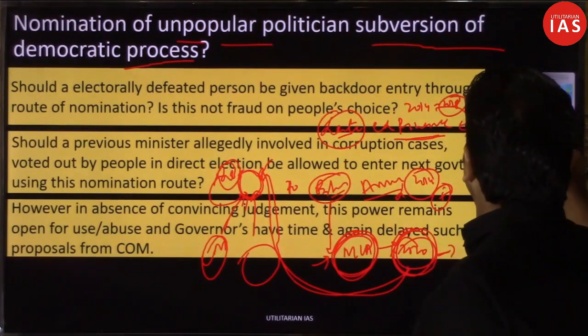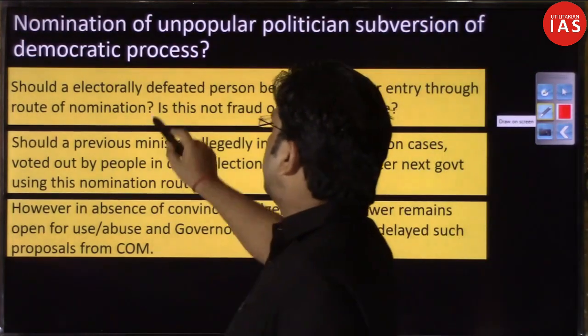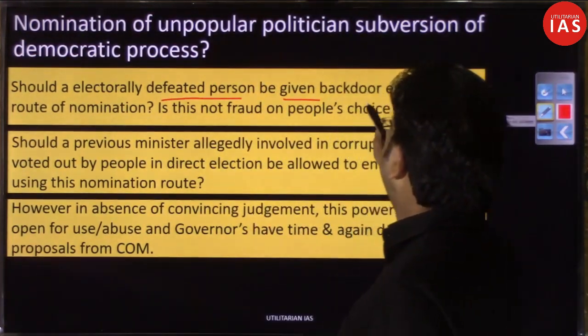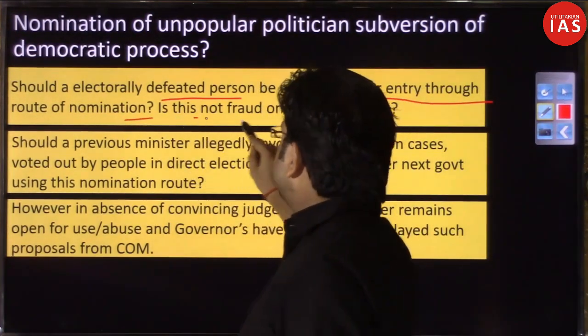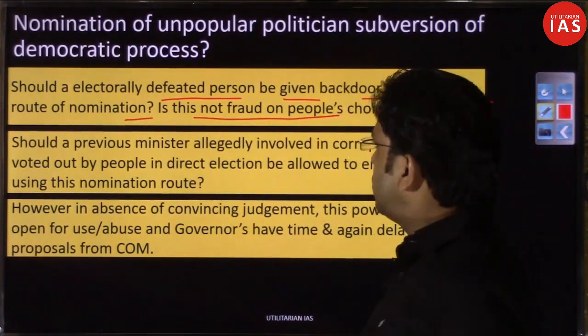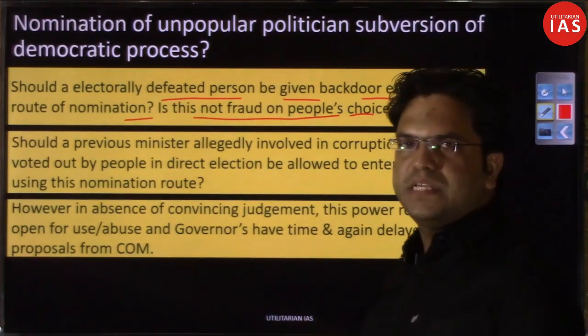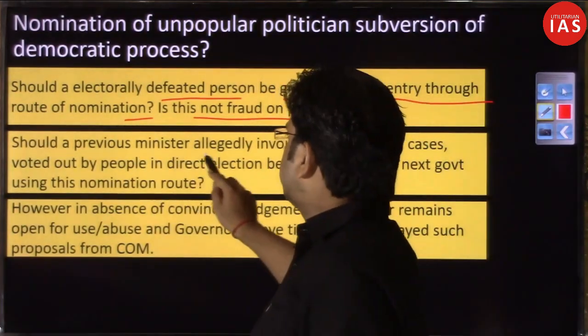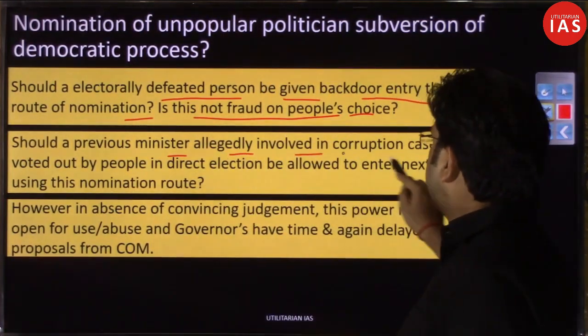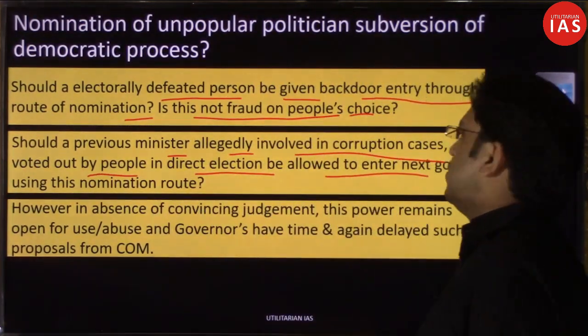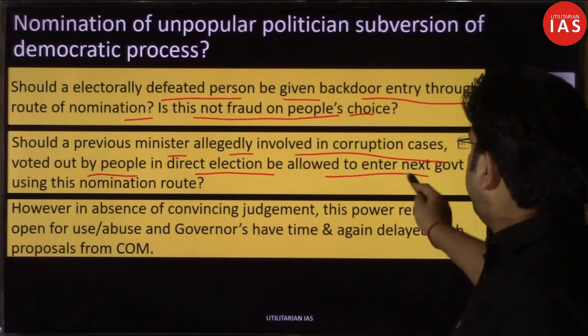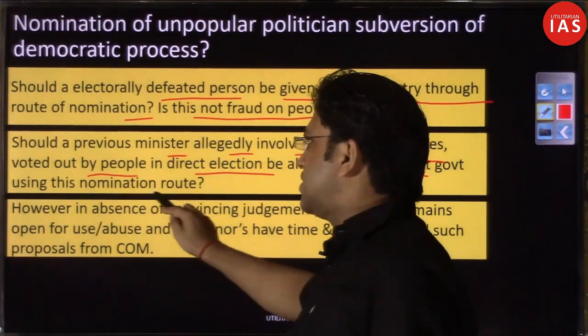So, these kinds of questions I have raised on this slide: should an electorally defeated person be given backdoor entry through the route of nomination? Is this not fraud on people's choices, or is this not fraud on constitutional principle? Should a previous minister allegedly involved in corruption cases, voted out by the people in direct election, be allowed to enter into the next government using this nomination route?